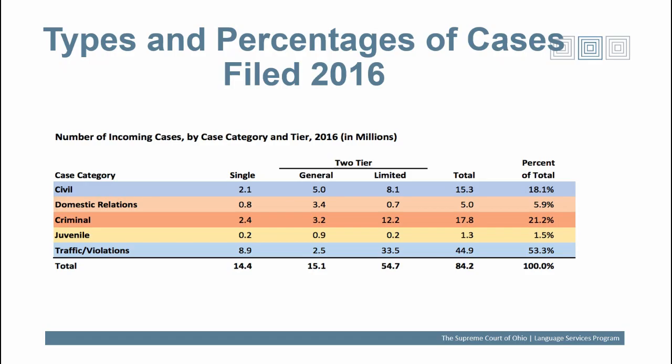These actions typically consume far fewer judicial and court resources than the remaining 4 categories: criminal at 21%, civil at 18%, domestic relations 6%, and juvenile less than 2%. Criminal cases are the second highest cases after traffic violations, thereby reaffirming the need for interpreters to have a well-established command of legal terminology. However, interpreters should not forget that there are many other legal settings they might find themselves working in.